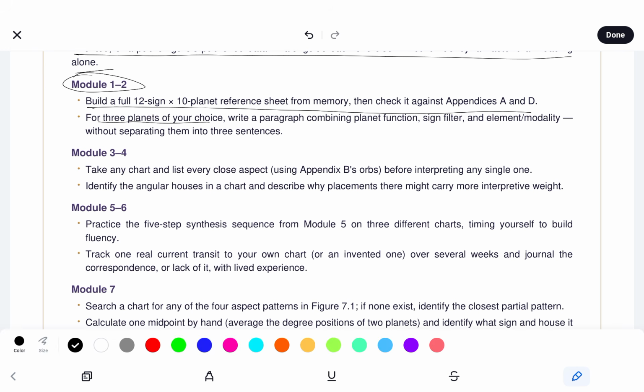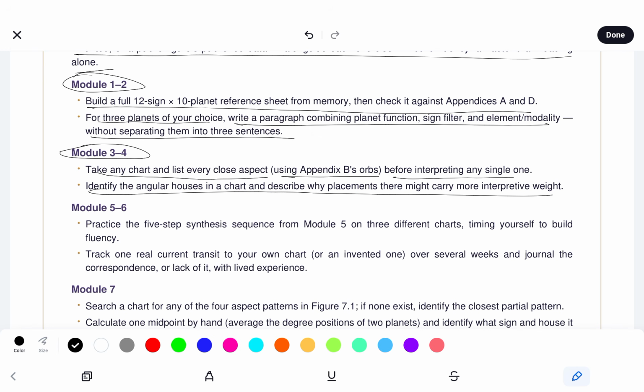For 3 planets of your choice, write a paragraph combining planet function, sign filter, and element modality without separating them into 3 sentences. For Modules 3 through 4, take any chart and list every close aspect using Appendix B's orbs before interpreting any single one. Identify the angular houses in a chart and describe why placements there might carry more interpretive weight.